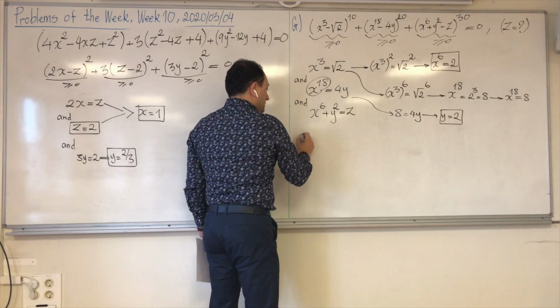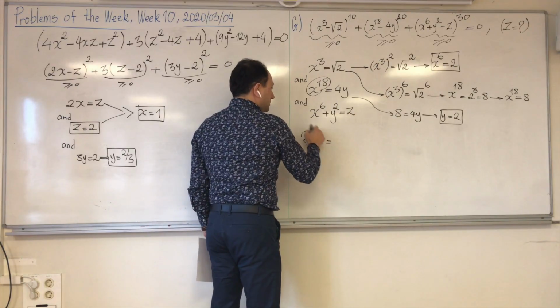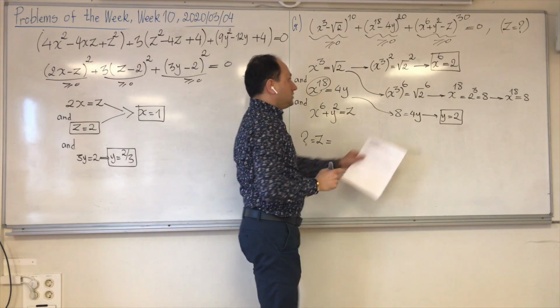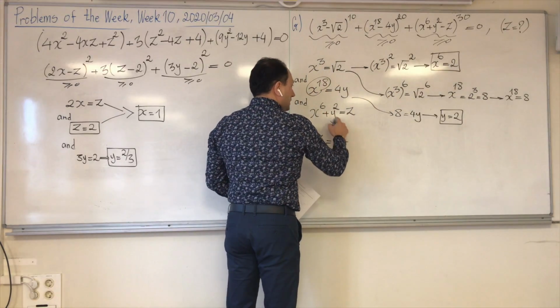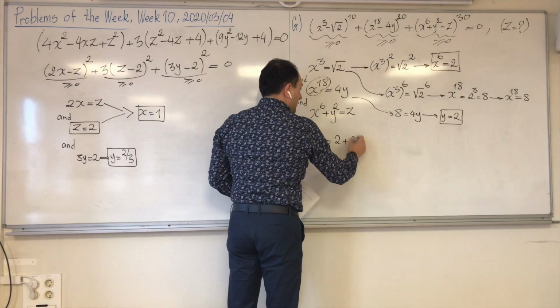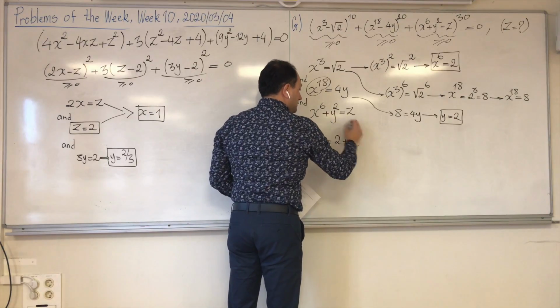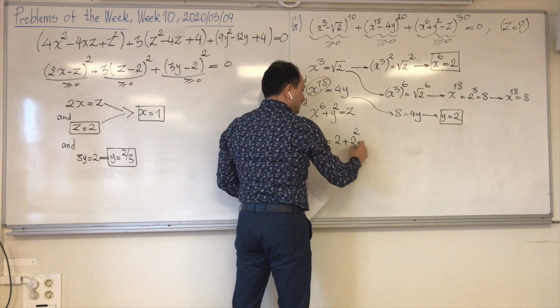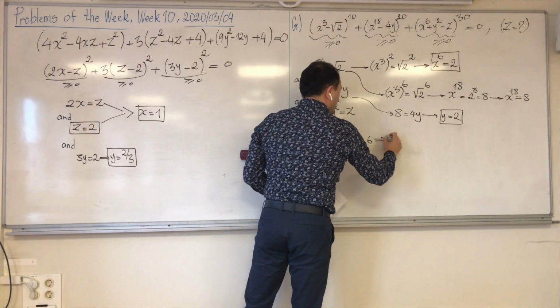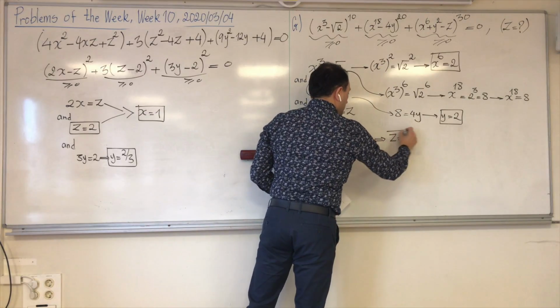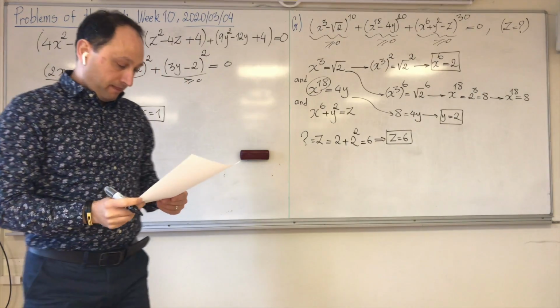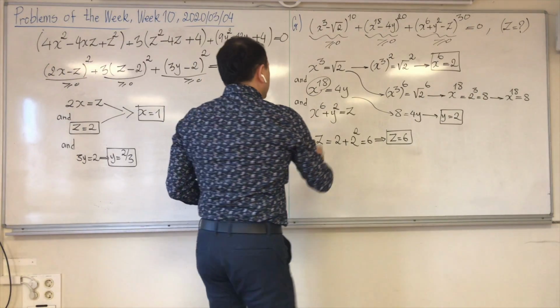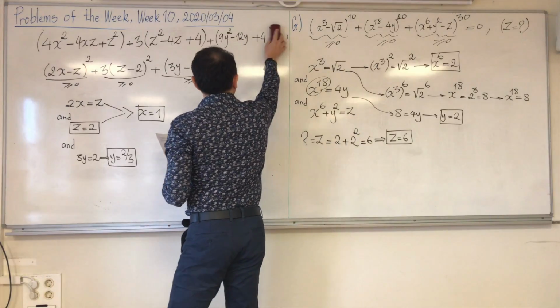So z, which is my question mark, is equal to x to the 6, which is simply 2. So then it becomes 2 plus y is 2, but I have y to the power of 2, so it becomes 2 to the 2. And this is 4, and 2 plus 4 is 6. So what I get here for z is simply 6. Okay? I go to the next problem now.